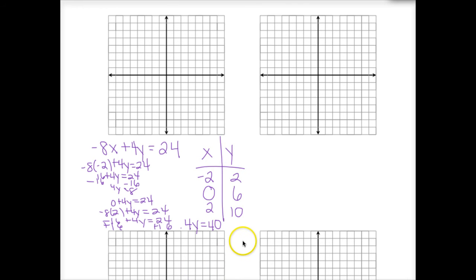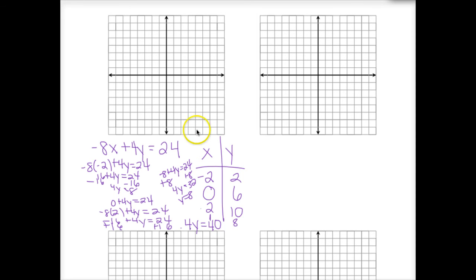So you have a choice here. You could either, because this point would be off of your graph if you were counting by ones, you can either choose to count by twos, or you could choose, say, to pick 1 instead of 2 for your x. So if you picked 1 instead, didn't leave myself much room there, that would give us negative 8 plus 4y equals 24. Add, 4y equals 32. Divide by 4, y is 8.